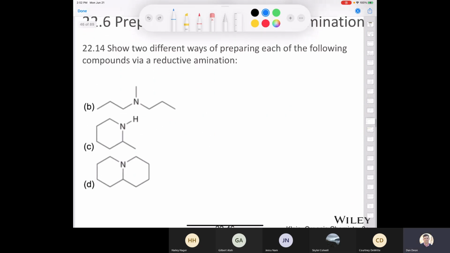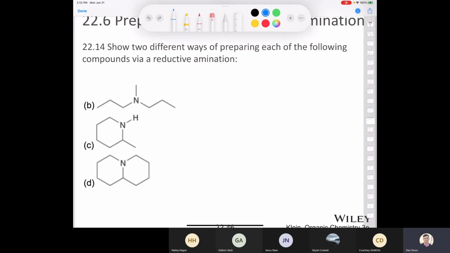Now, question 22.14 says, show two different ways of preparing each of the following compounds via a reductive amination. Well, I'll see about preparing each one in two different ways, but let's start with B. You've got two propyl groups, and you've also got a methyl group. You could cleave either one of these, but we'll start by cleaving this one here.